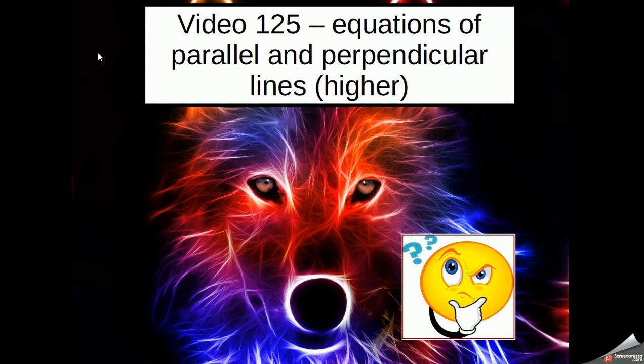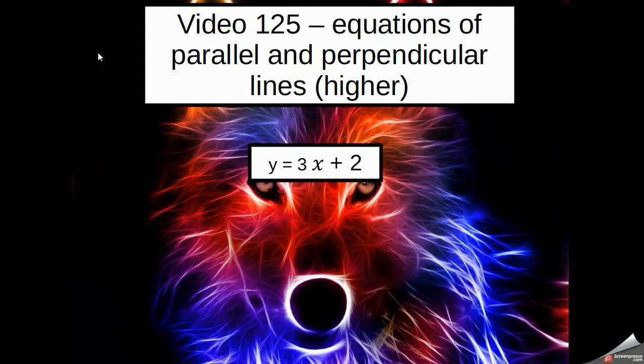For the higher tier, we have to be able to recognize parallel and perpendicular lines. Remember, parallel are where the gradients are the same, and perpendicular lines are where one line is at a 90-degree angle to the other. So how can we tell this from equations?